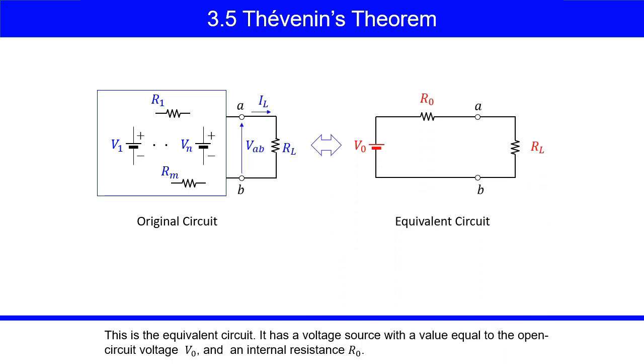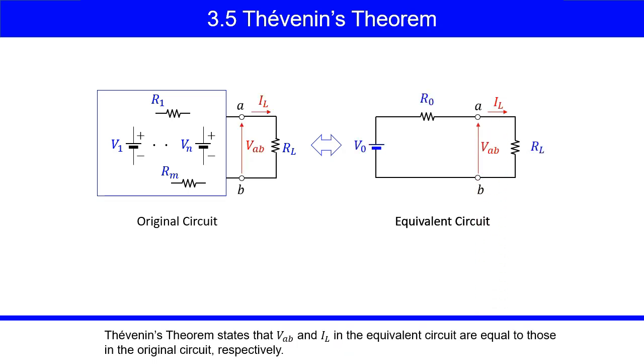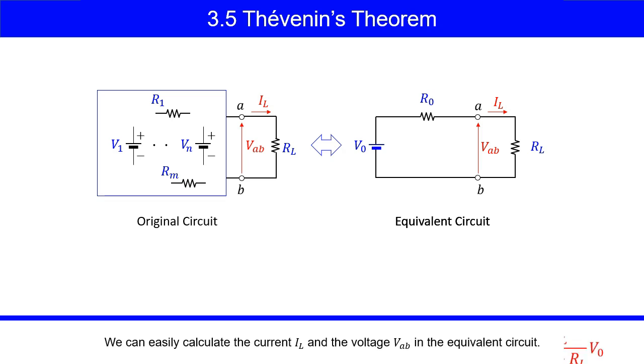This is the equivalent circuit. It has a voltage source with a value equal to the open circuit voltage V0, and an internal resistance R0. Thevenin's theorem states that VAB and IL in the equivalent circuit are equal to those in the original circuit respectively. We can easily calculate the current IL and the voltage VAB in the equivalent circuit.